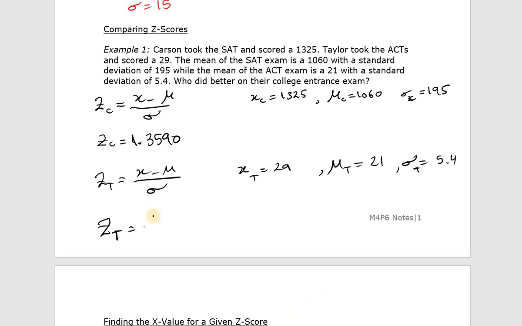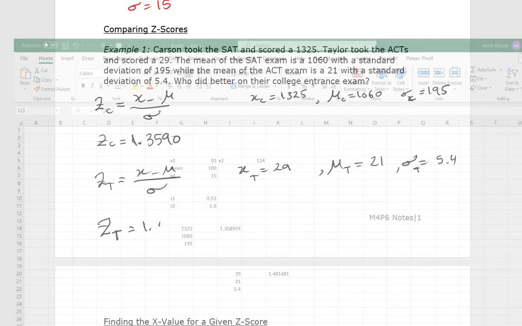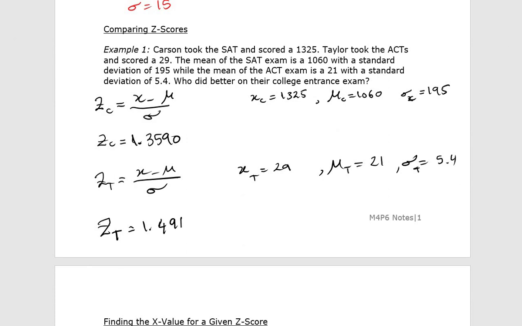The z-score was 1.4915. Notice how Taylor's z-score is higher than Carson's z-score, which means compared to the same point, which is the average for each, Taylor is here, that is Taylor, and Carson is here. We're comparing to the same point, which is the average for both of these exams.